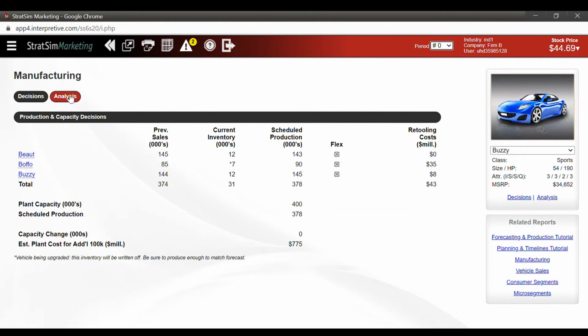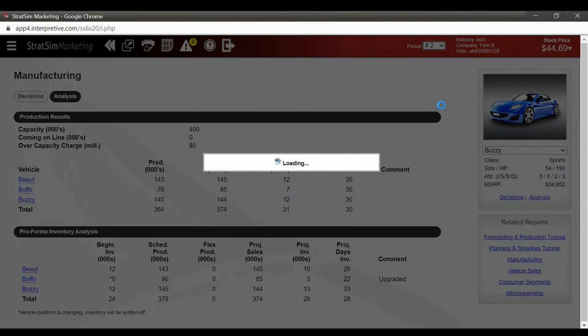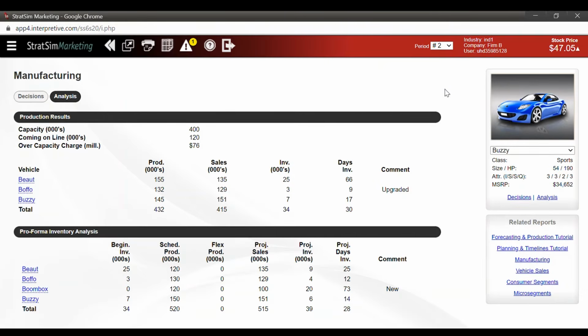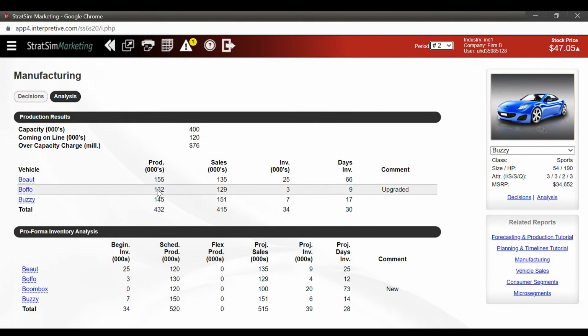Also very important is this analysis here. It will tell you how you are doing with sales. Like in this case, period 1. Period 1, we had a comment about shortage, 10 to 30%. This period we sold 99 vehicles. So what we ended up doing is increased our production for the next period to 132. We ended up selling 129 with only 3 vehicles in inventory.